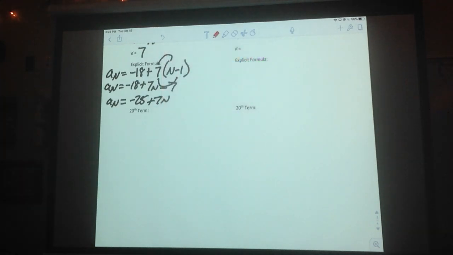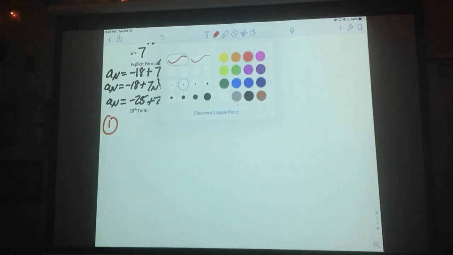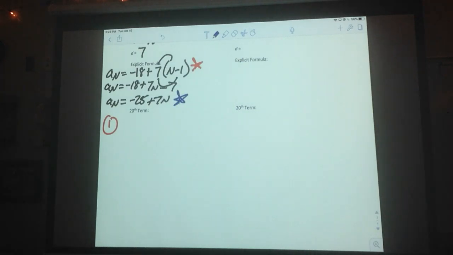I'll do it in red once so you see it, and I'll do it in another color the second time. The first time I'm going to start right here. The second time, I'm going to start right here. And I want you to see that I will get the same answer. And it'll be color-coded for you so you understand.